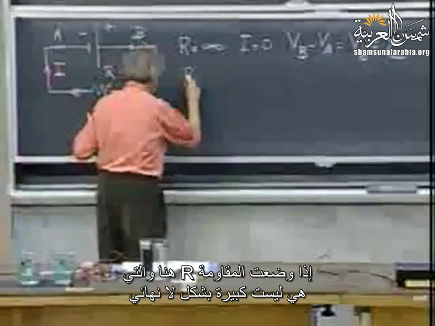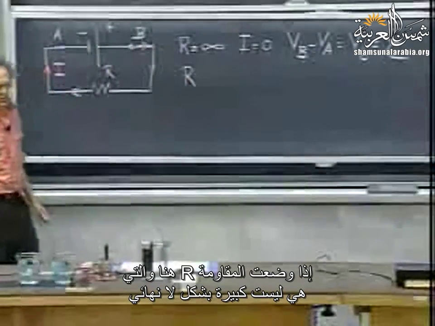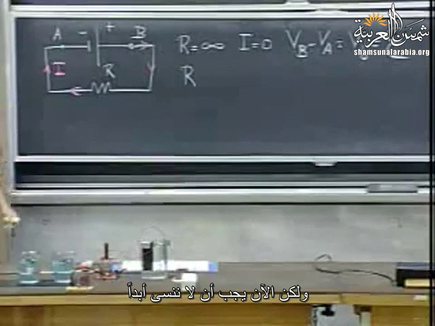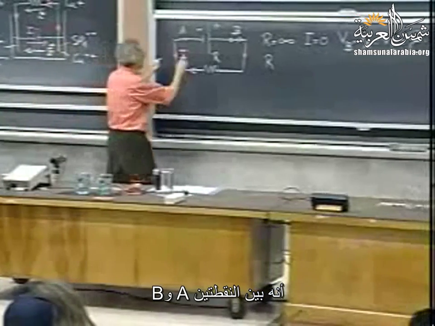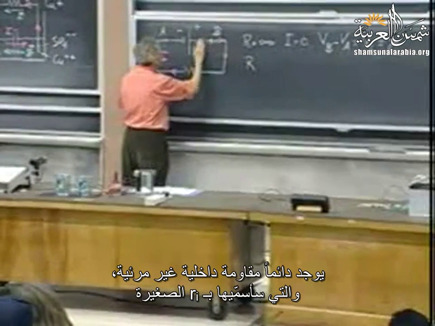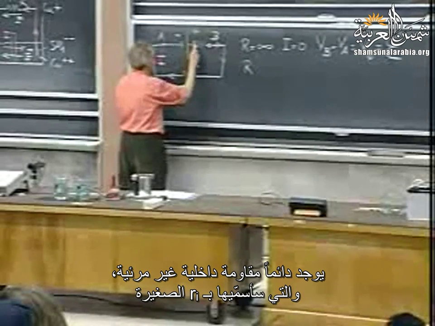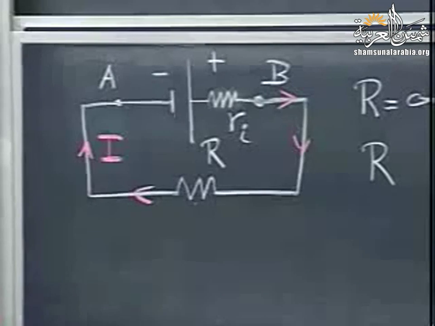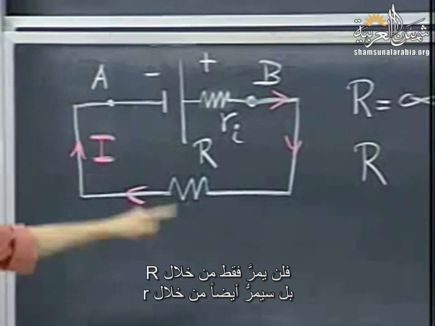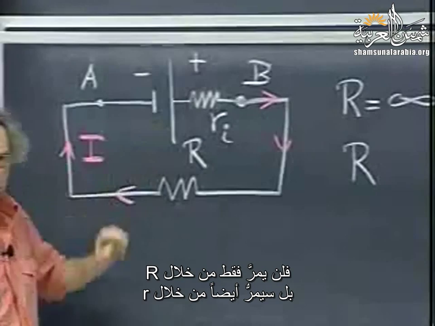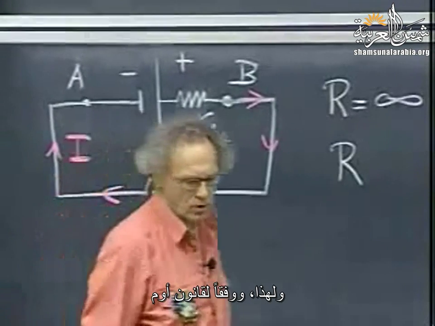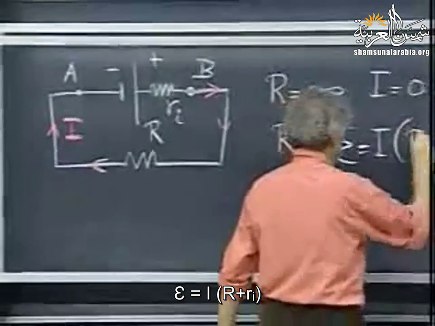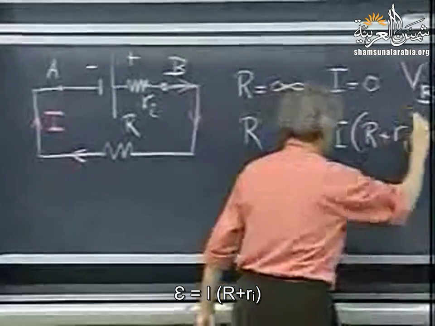If I put a resistance R in here, which is not infinitely large, then the current will start to flow. But now, we should never forget that between the points A and B, invisible to the human eye, there is always an internal resistance, which I call little r of I. And so if a current starts to flow, it goes not only through capital R, but it also goes through this little r. And so according to Ohm's law, the EMF is now I times the external resistance plus the internal one.